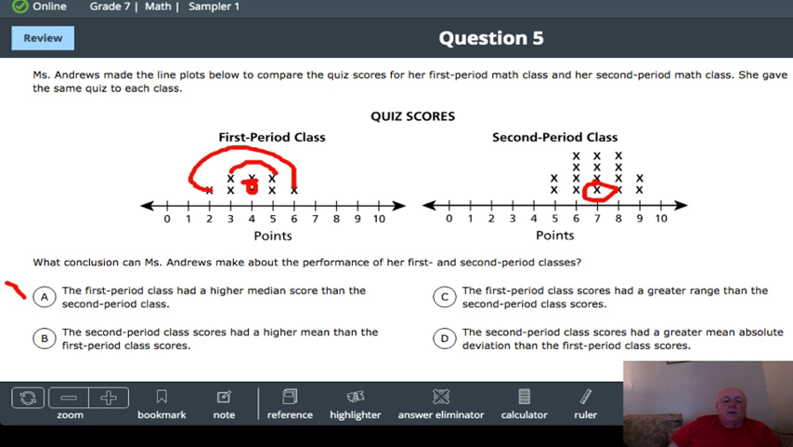Okay, so B: the second period class has a higher mean than the first period class. Okay, mean is different. Mean means actually taking each of those numbers and adding them up.